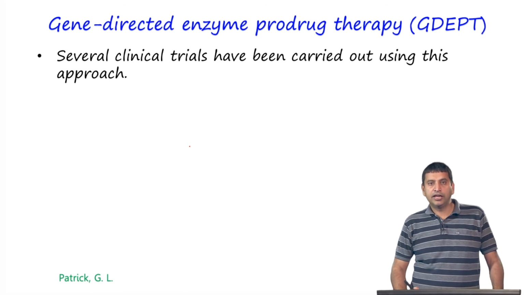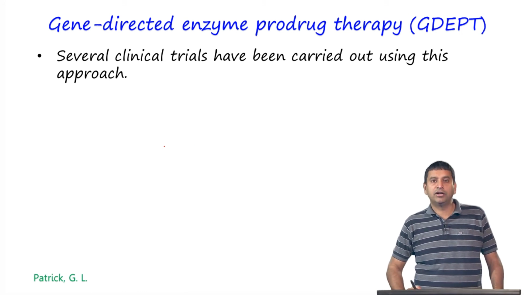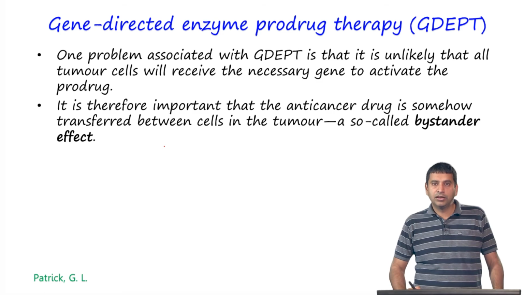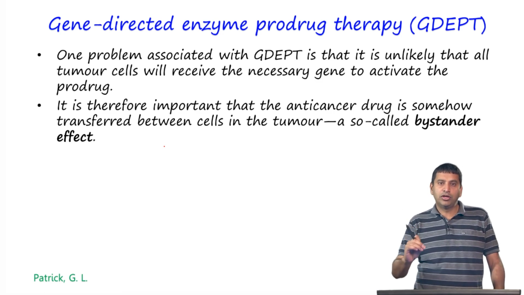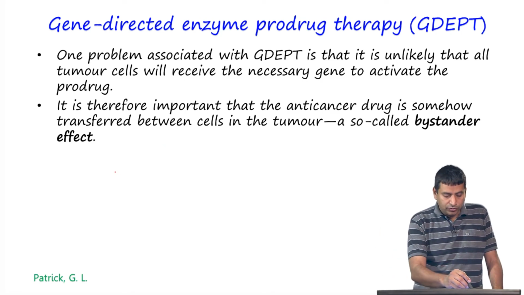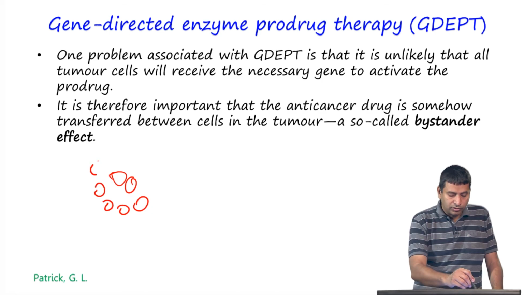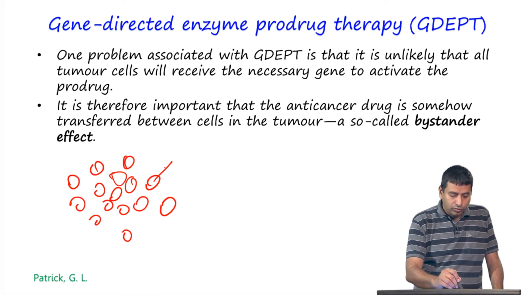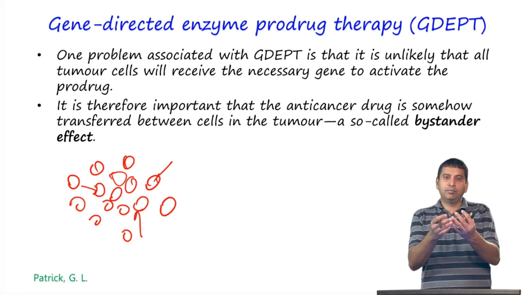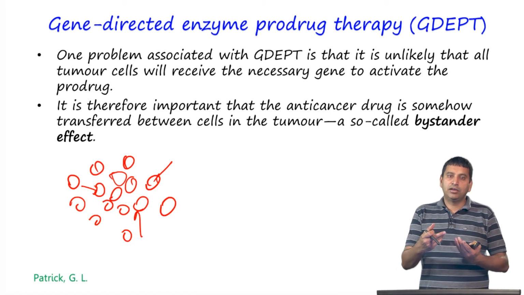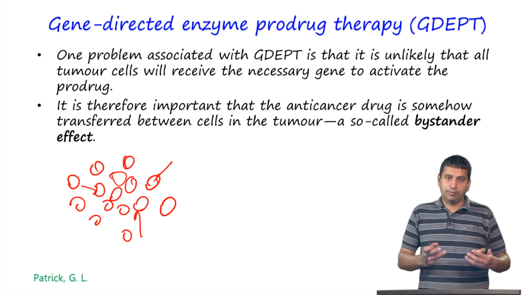A number of clinical trials are presently underway to test this approach. Of course, one problem associated with GDEPT is that it is unlikely that all the tumor cells will receive the necessary gene to activate the prodrug. Let us say you have a tumor such as this which has a number of these cells. Let us say you are able to deliver it only to a few of these cells. So only a few of them are going to produce the enzyme.